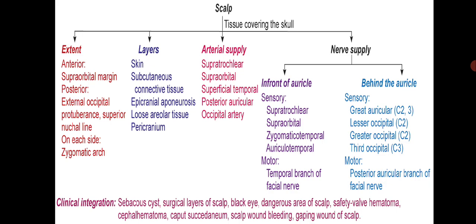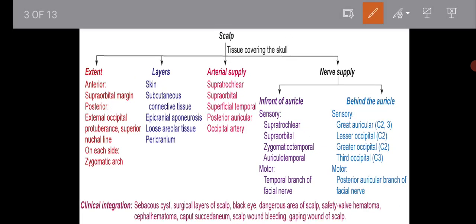The extent of the scalp is anteriorly the supraorbital margin, posteriorly the external occipital protuberance and superior nuchal lines, and on each side the zygomatic arch. There are layers of the scalp. First layer skin, second subcutaneous connective tissue, third the epicranial aponeurosis, fourth the loose areolar tissue, and fifth the pericranium. The arterial supply of the scalp is by the supratrochlear, supraorbital, superficial temporal, posterior auricular, and occipital arteries.